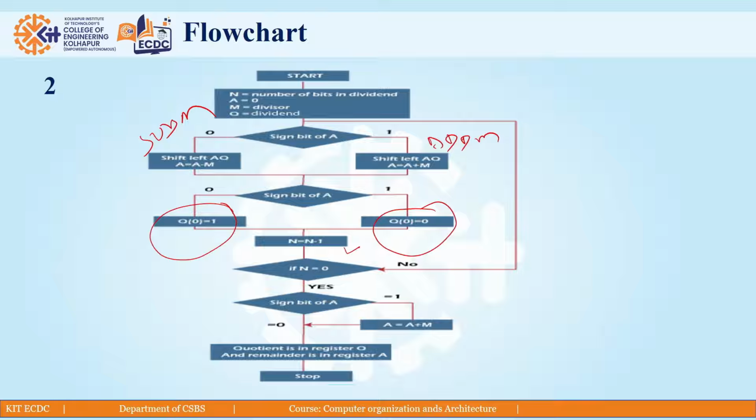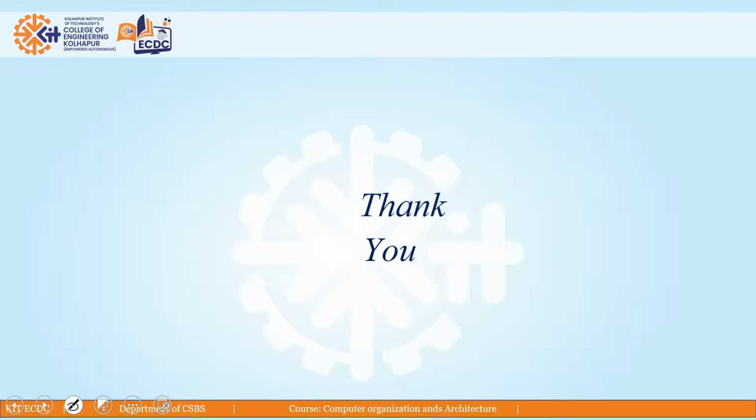If the counter is 0, we are going to check the sign bit of the accumulator. If it is not 0, then do the same operation again, check the sign bit of the accumulator, and repeat all these things. If the counter is 0, again we check the sign bit of the accumulator. If it is 1, we are doing the A plus M operation, that is the restoring operation, right? A plus M we are going to do, and if it is 0, the quotient is in register Q and the remainder is in the accumulator, and then finally we stop. So this is all about the non-restoring algorithm. Okay, thank you.